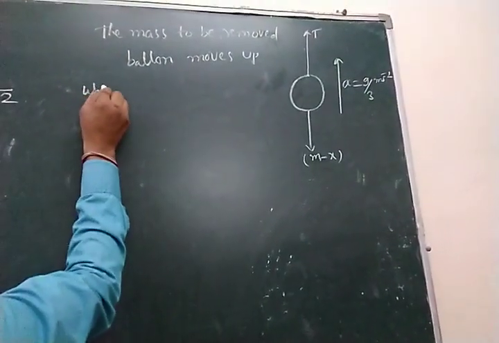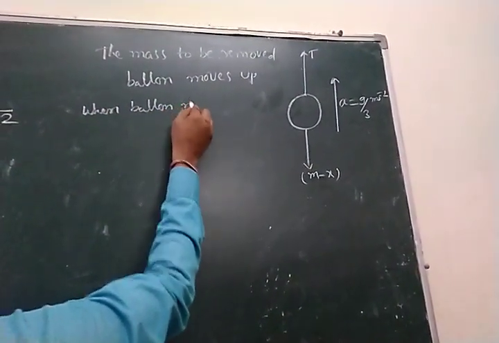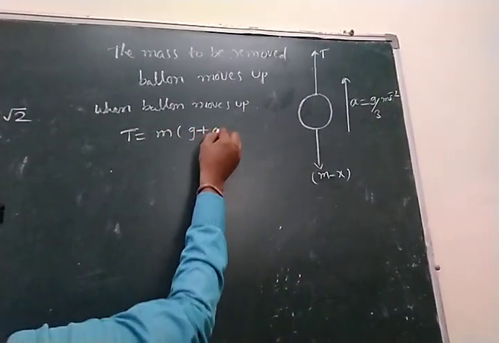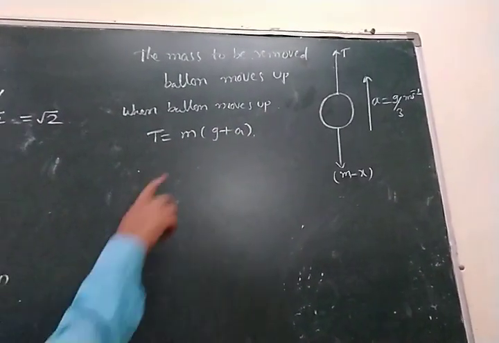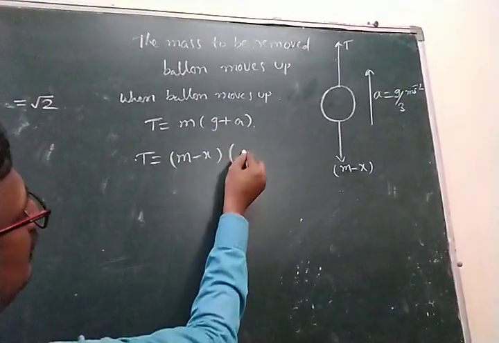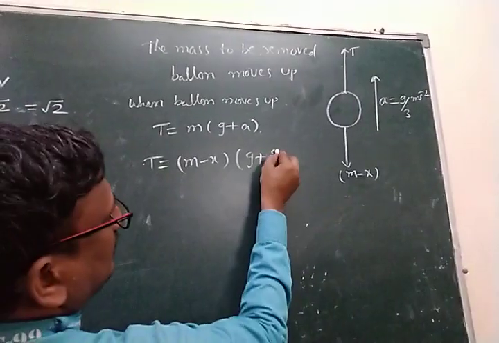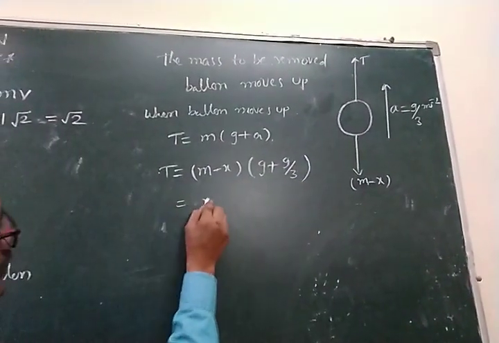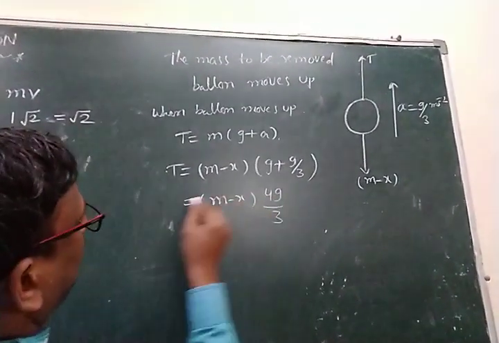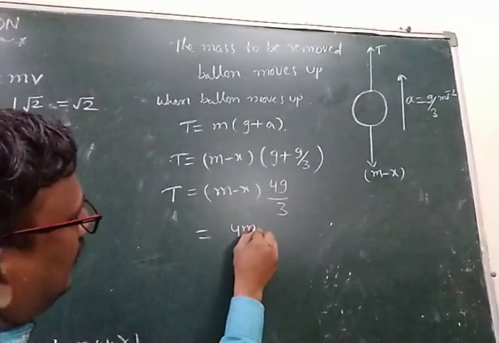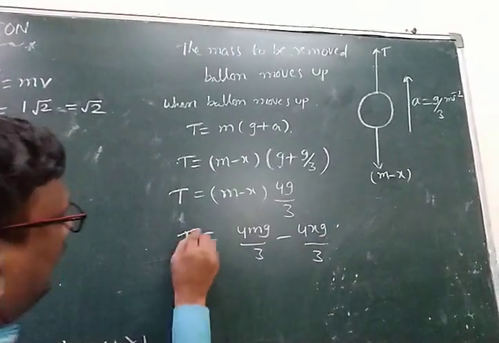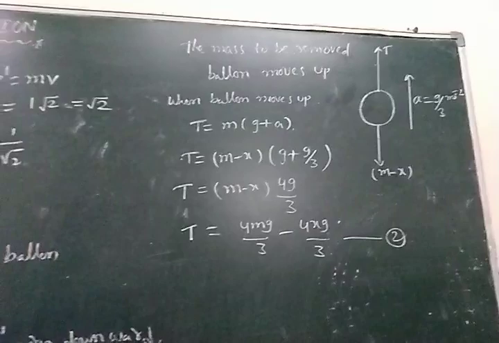Now, when the balloon moves up, the tension T is equal to mass into (g plus a). The new mass is (m minus x), so (m minus x) into (g plus a), where a is g by 3. Taking the cross multiplication, (m minus x) into 4g by 3, that is 4mg by 3 minus 4xg by 3 is equal to tension T. This is considered equation number 2.